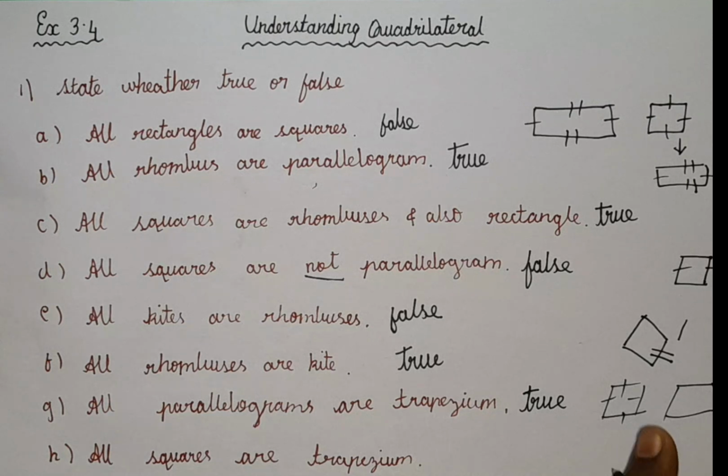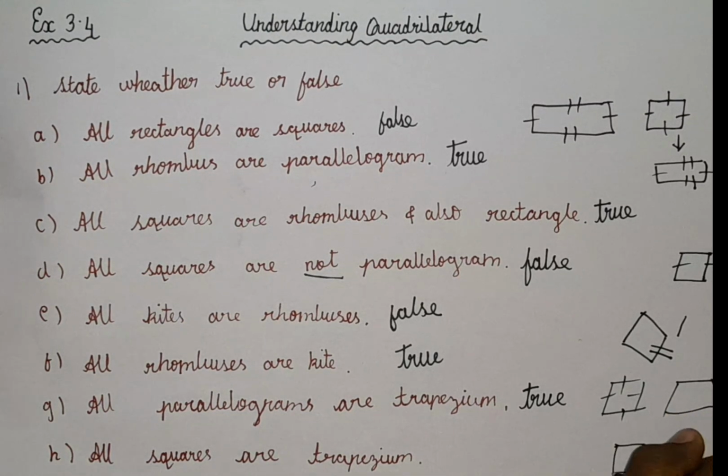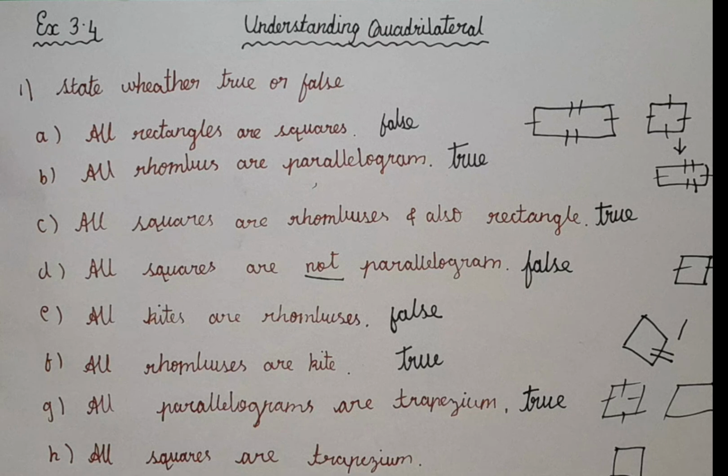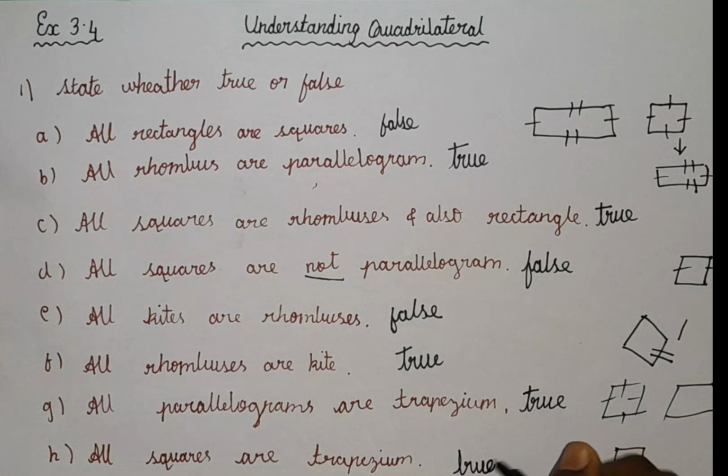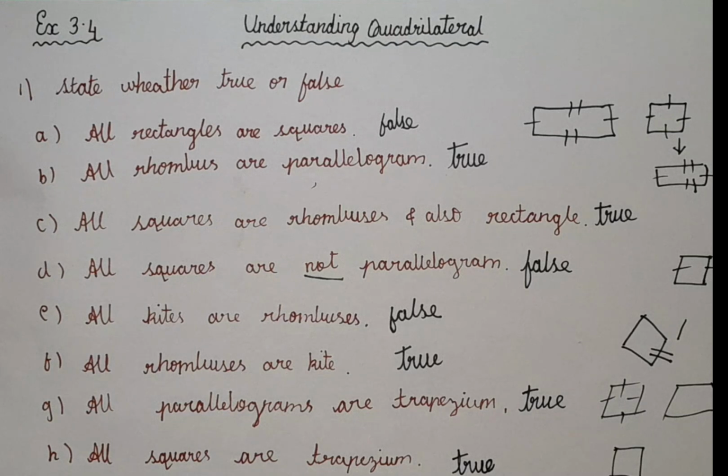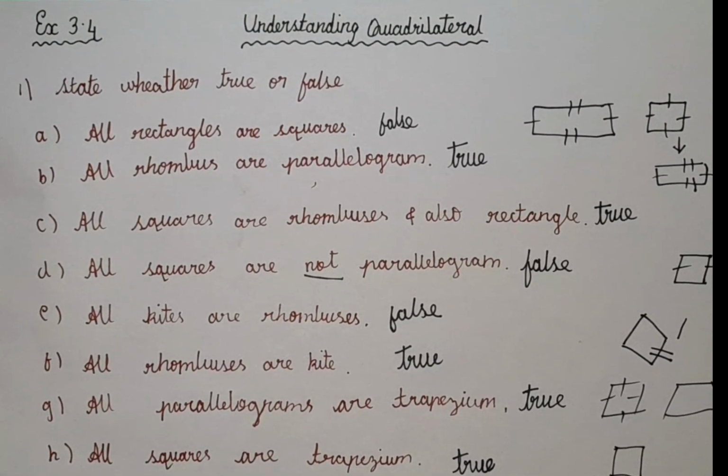Next we have all squares are parallelograms. Of course it is true, no doubt in this, because in a square also the diagonals bisect each other. In a trapezium also the diagonals bisect each other. So this statement is also true. So finally we solved it. This is the answer for this question.